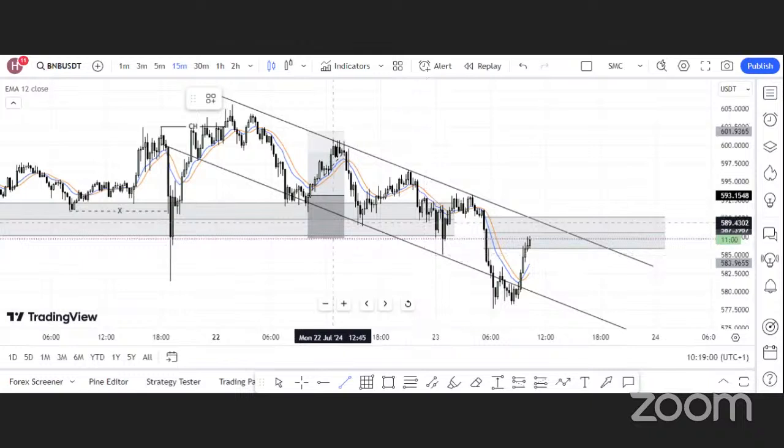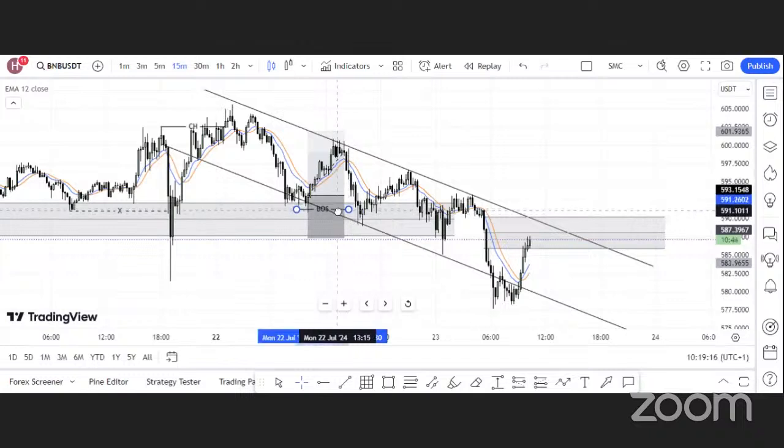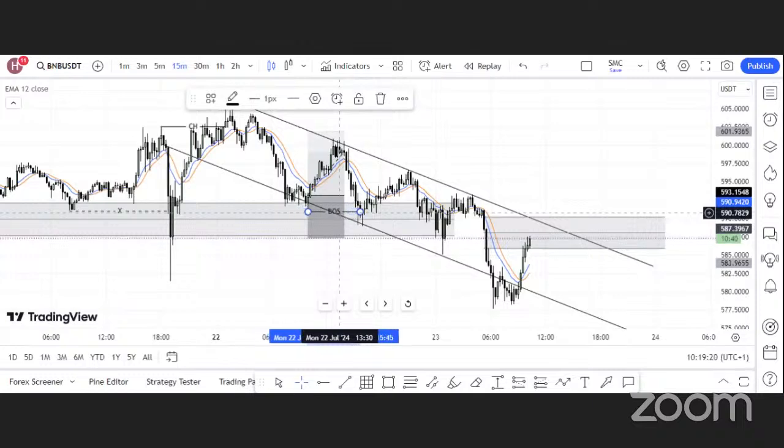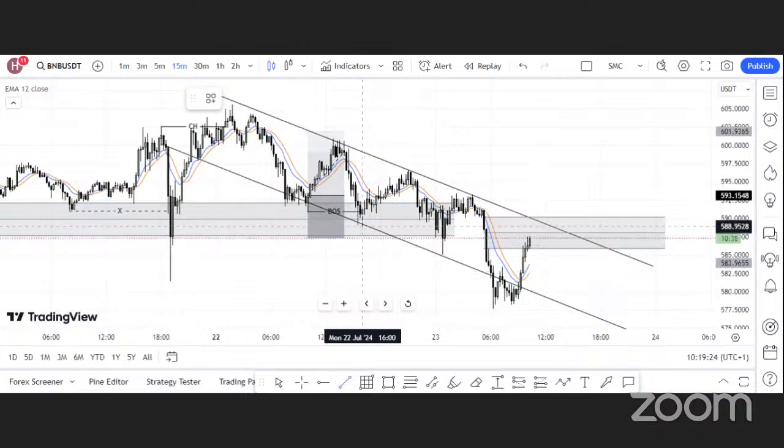So now what we're going to do here is mark out the levels where we have break of structures. We have the first one here. I'm just going to label this as BOS, which is break of structure. Guys, please pay attention to this, it's very important. We have a break of structure here, and another break of structure here. You see, this is something you can just do with your phone.